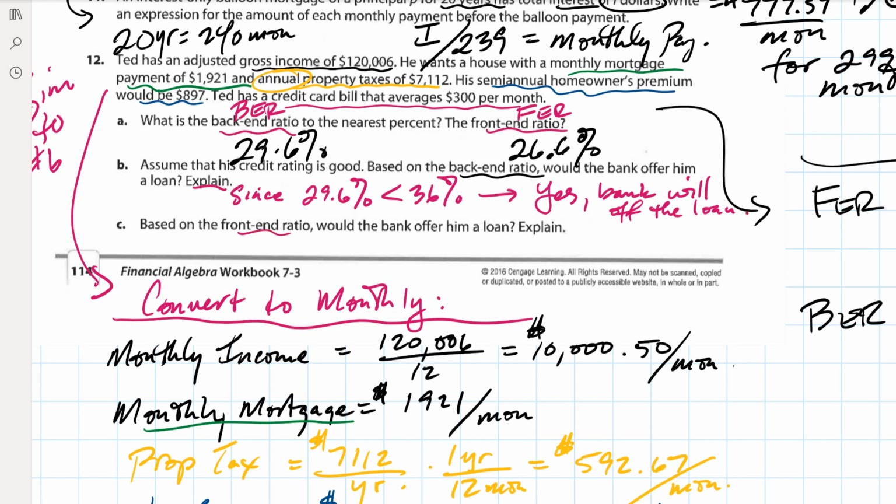Front end ratio has to be less than 28%. Since the front end ratio is 26.6% and it's less than 28%, I'm going to say yes again. The bank will lend the money. The bank will give you the loan. So the back end ratio has to be less than 36%, and the front end ratio has to be less than 28%. Both these numbers were satisfied. So in this case, Ted's good, because he satisfied both ratios.